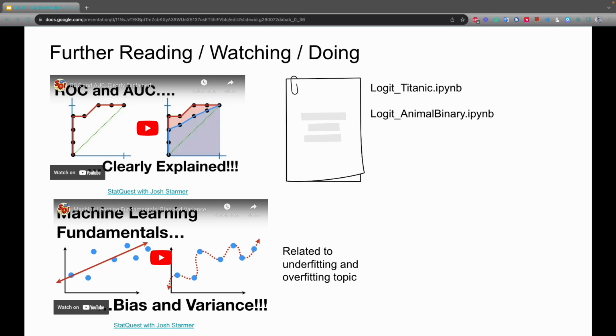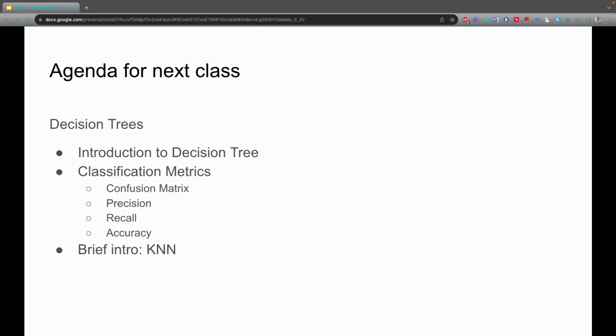To get more practice, check out the problem posed by the problem.md file about classifying an animal as a mammal or not. To see my approach, look at logit_animalbinary.ipynb. In the next lesson, we will go over another type of model that can be used for classification, decision trees. We will also briefly touch on KNNs, which lie at the boundary between statistics and machine learning.